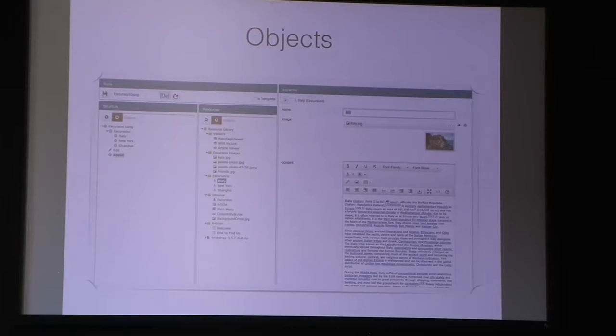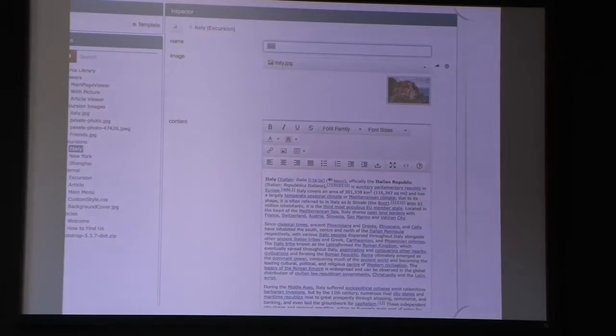So here you can create instances. These are these excursions, like Italy. Okay, so you can assign an image to it, you can give a name, and you can provide some content, like a Wikipedia article of Italy.